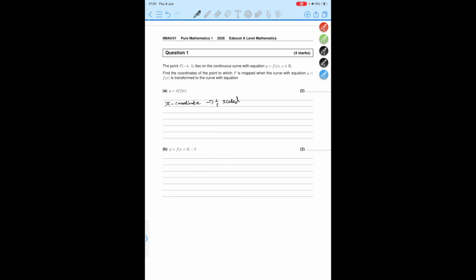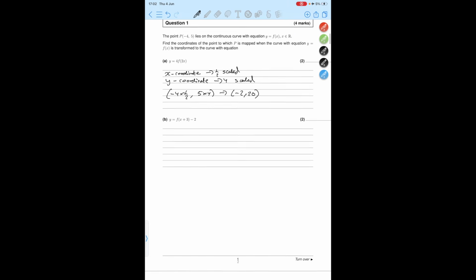Okay, and then because there's a 4 on the outside, the y is going to be multiplied by 4. It's going to be stretched by 4 times. So the y coordinate is scaled by 4. That means that after we put the point P in this function, it's going to become -4 times a half, and then 5 times 4, which goes to (-2, 20). So that's part A.